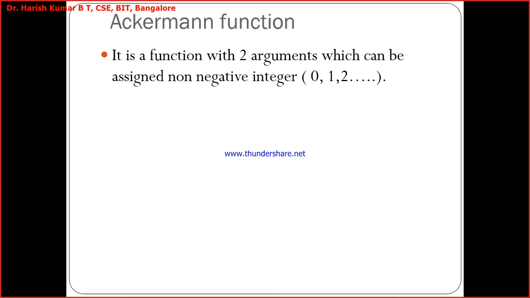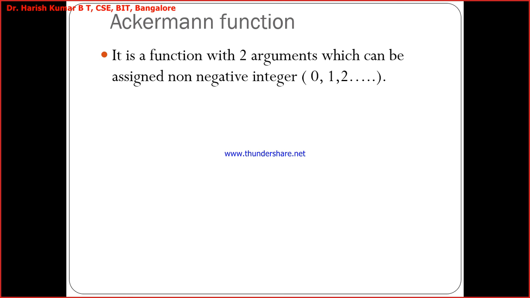The first thing is this function, the Ackermann function, takes two arguments which can be assigned a non-negative integer. So you cannot assign a negative integer value as an argument to the Ackermann function. What you can assign is only the non-negative integers. And how many arguments can you pass? Only two arguments, like 0, 1, 2, and so on.